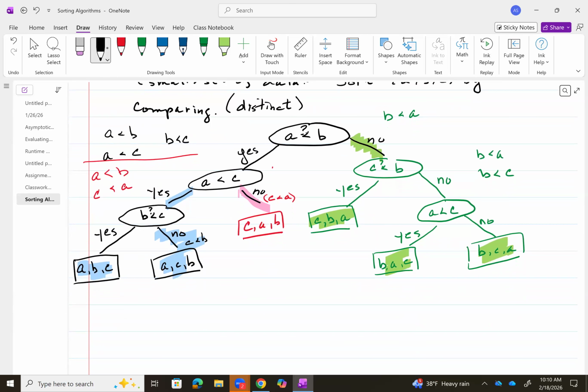So I'm going to make a note. Note, all n factorial permutations are represented. And the solutions are where on the tree? They're all on the leaves.